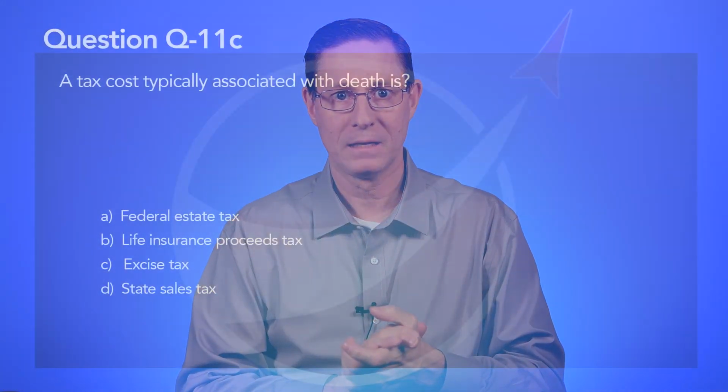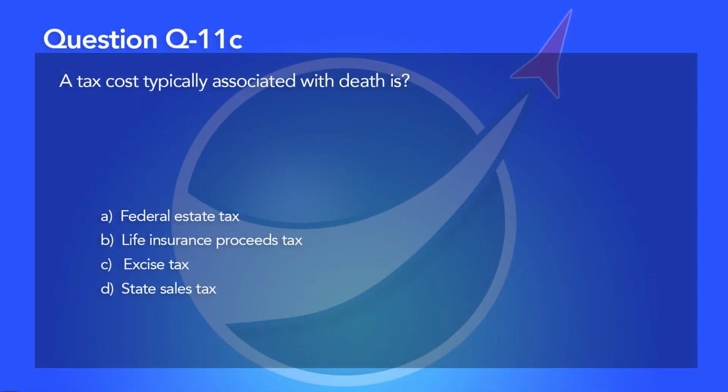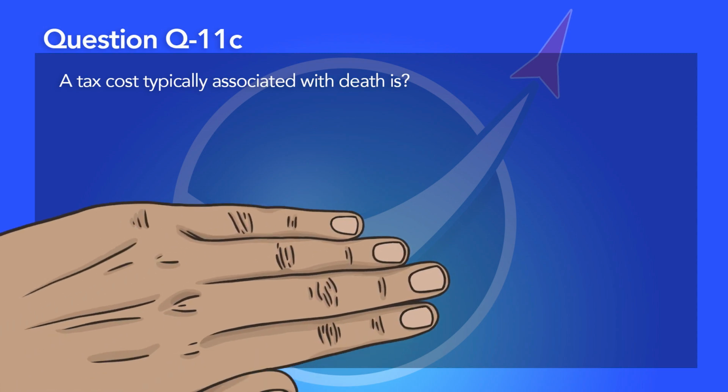Now, let's use this technique one more time. Again, you're going to use your hand and cover up all four choices, leaving only the stem visible. A tax cost typically associated with death is. Now, I'm covering up my choices, so right now I don't know what my choices are, so I'm going to rephrase my stem, step 2. So I might rephrase it this way. When I die, is this a tax to be paid?